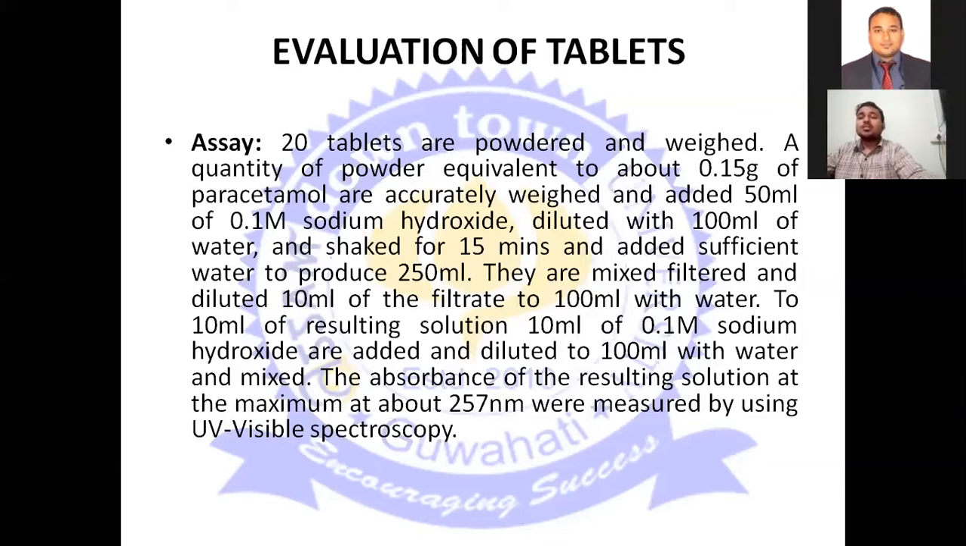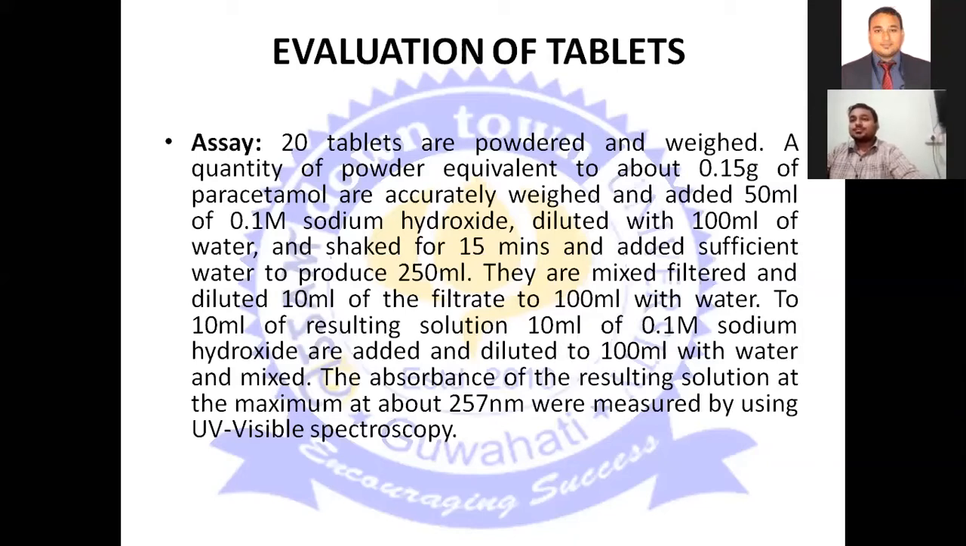Okay, so after dilution, we take the sample for the absorbance in the UV visible spectrophotometer at 257 nm, that is the lambda max. So at the 257 nm lambda max, we use UV visible spectrophotometry and we get the absorbance. Okay, by this process we calculate the assay.